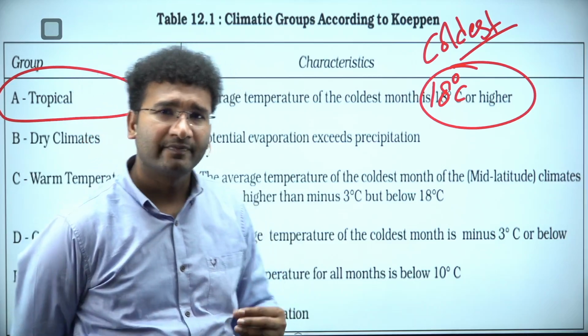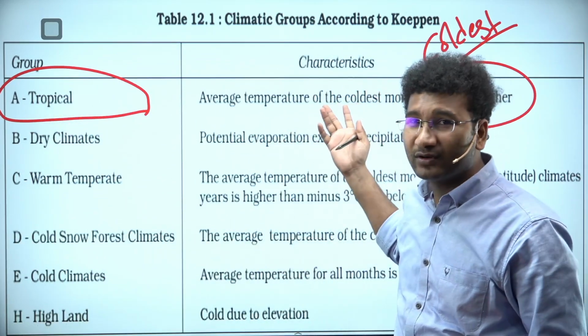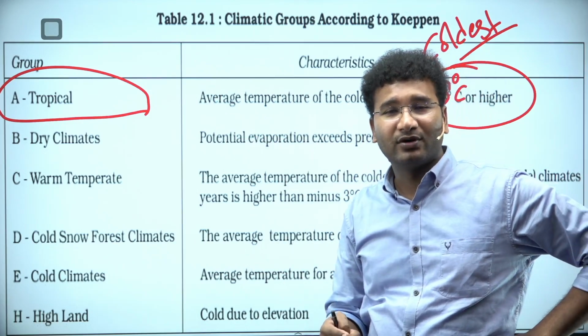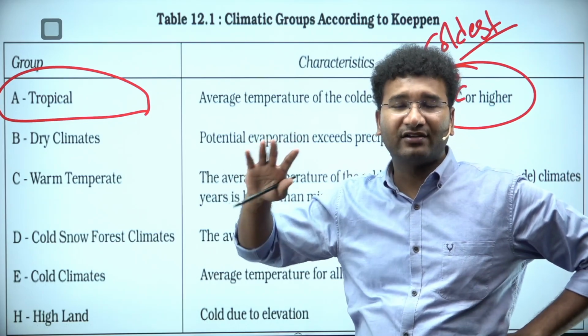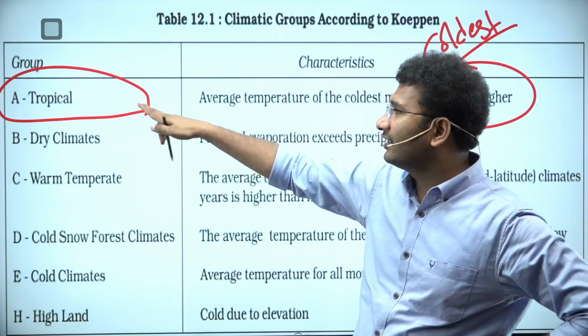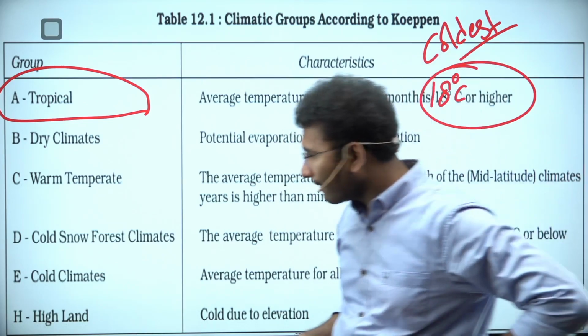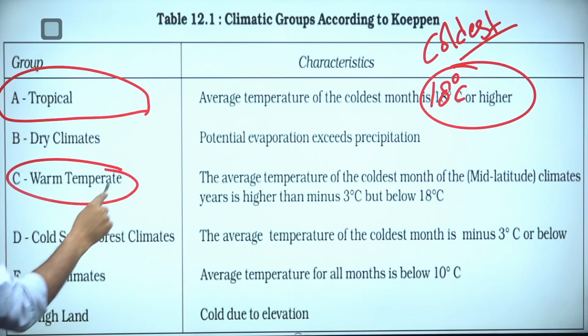Let me go to Punjab. Punjab in the coldest month is not having 18 degrees Celsius or more. I won't be calling it a tropical region. But go to Tamil Nadu or go to Telangana, Andhra Pradesh. Even in December or January, the average temperature will be greater than 18 degrees Celsius. They are tropical climates.